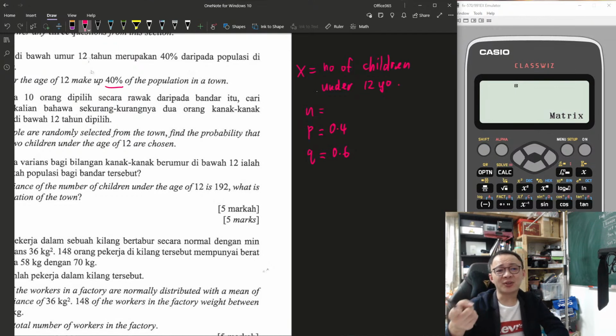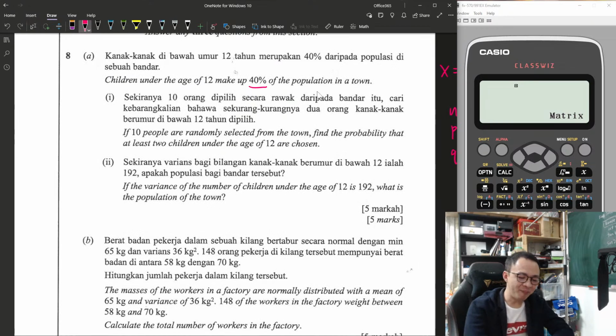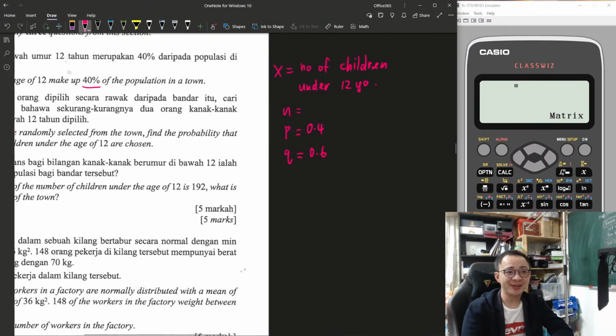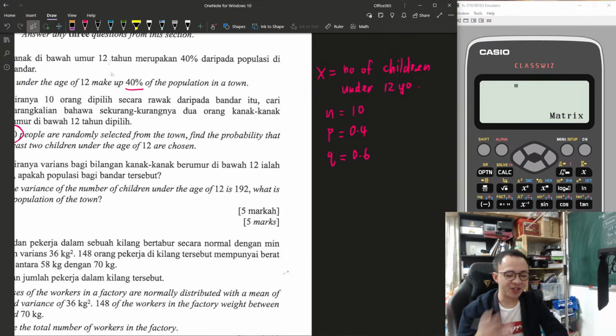n is based on the sample space, so they want to know how many students or how many children are chosen. In this case, they already tell you 10 people are randomly selected, so I know my n will be 10. Okay, so now I have all the information. Find the probability that at least 2 children under the age of 12 are children. So X is the number of children, right?